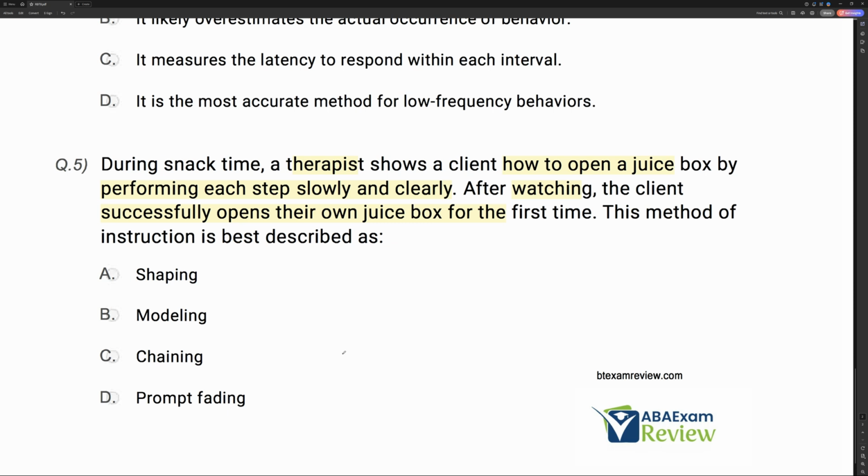And then D, prompt fading. There's no signs of prompts here. It's not going to be prompt fading. Pretty straightforward question. Client imitated the therapist. When imitation is involved, the therapist is using modeling.